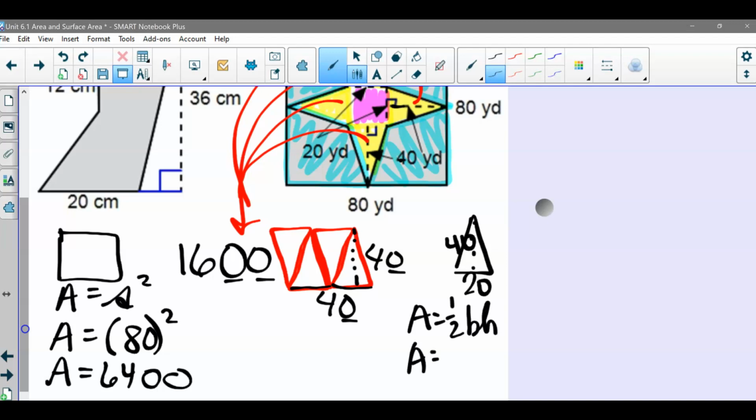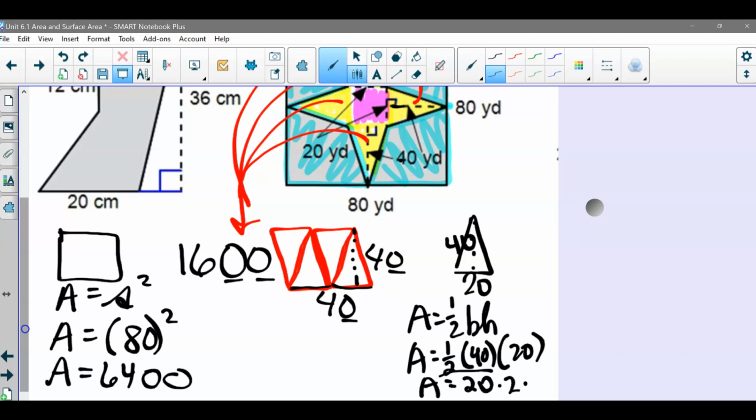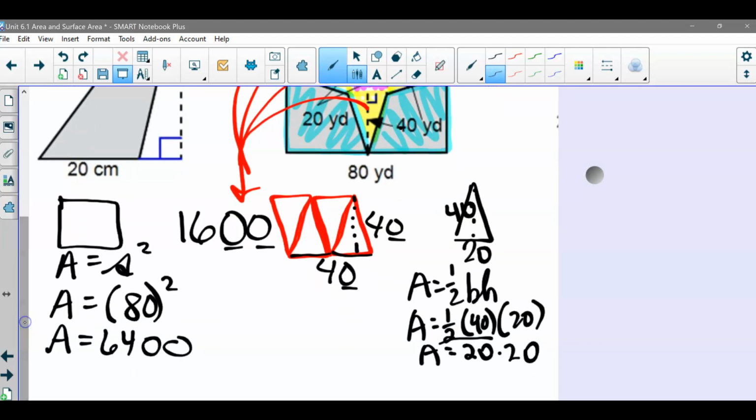Okay. Half of 40. Good. 40 and 20. Okay, what is half of 40? 20. So what's 20 by 20? 400. Excellent.